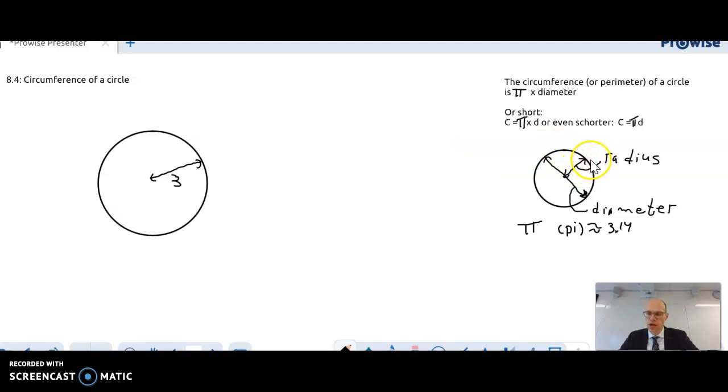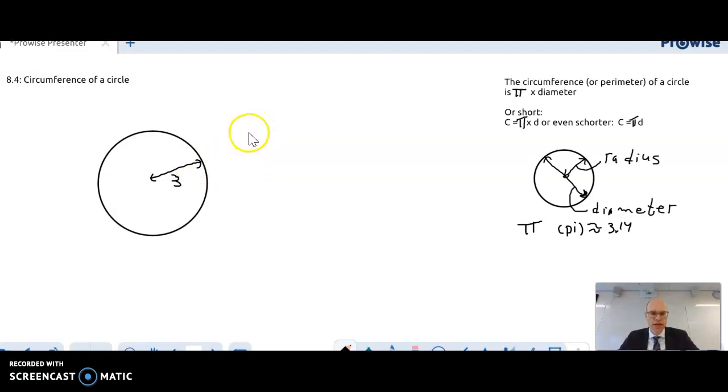Just to remind yourself, what is what with a circle? We have a radius from the middle to the outside, and we also have the diameter, and that's the line that goes from opposite side to opposite side through the middle of the circle, through the center of the circle. And suppose I have a circle with a radius of 3, then how do I calculate the circumference?